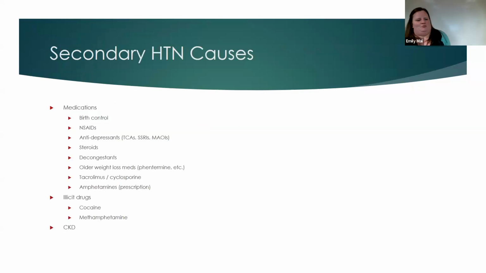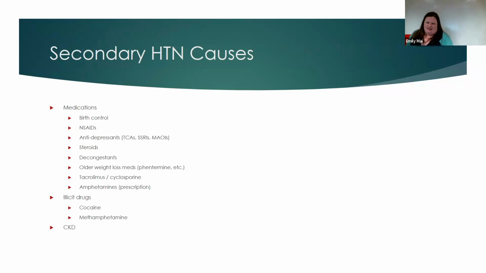This is a brief review of secondary hypertension causes. Medications are a big one that I think we often overlook. Birth control for women of childbearing age, NSAIDs. People are using a lot of NSAIDs. It's not a huge increase from NSAIDs, but it's a noticeable one.